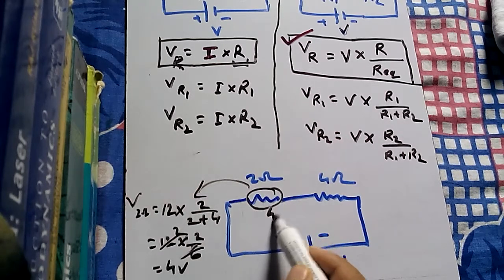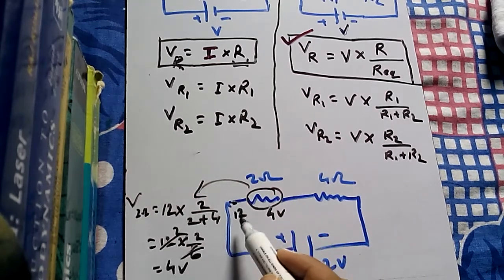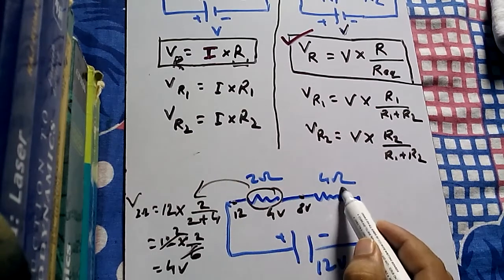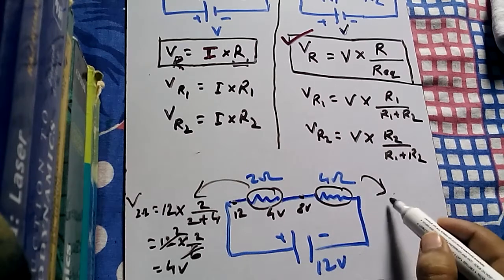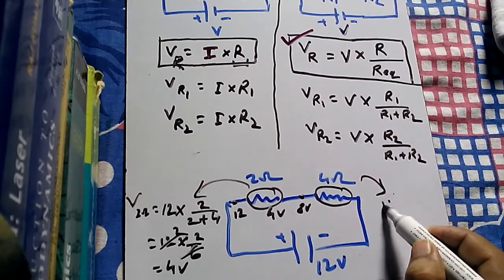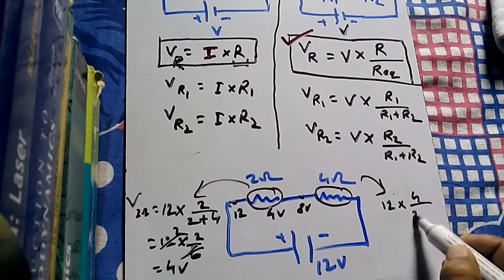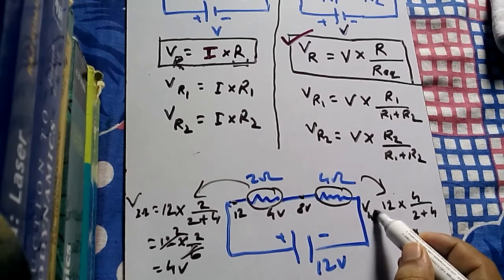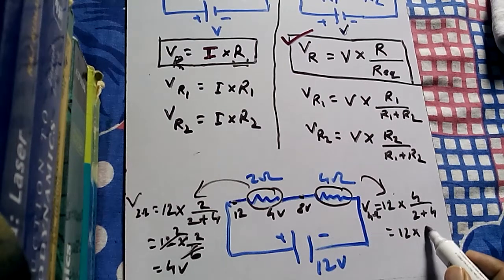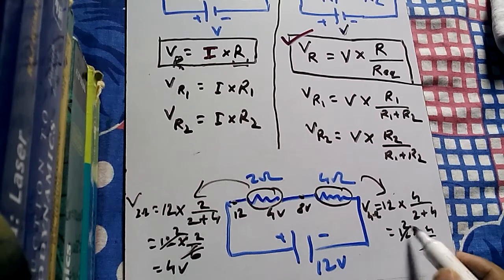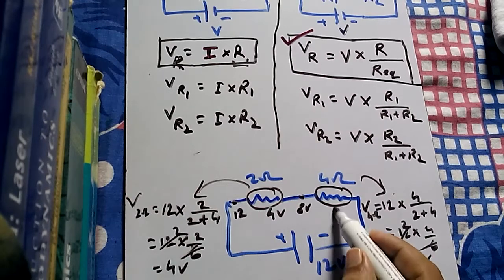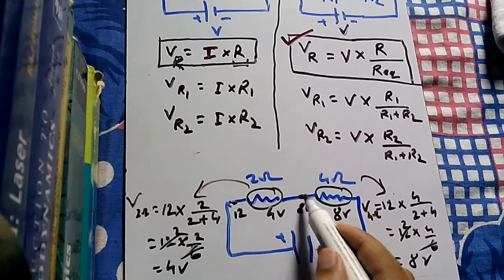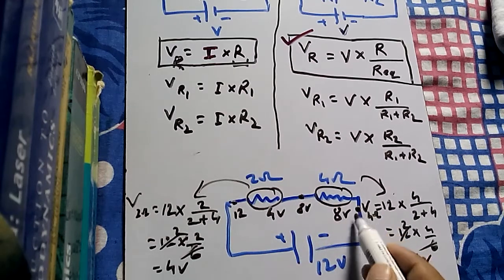Now again we got 4 volt. So here it was 12 volt, 4 volt dropped, so what we are left with? 8 volt. Now what is the voltage drop across this resistor? 12 into 4 by 2 plus 4, 4 by 6, 8 volt. So 8 volt dropped across this. Now already for this resistance there was only 8 volt and this dropped, so finally it is 0.